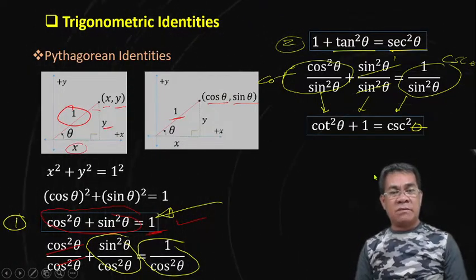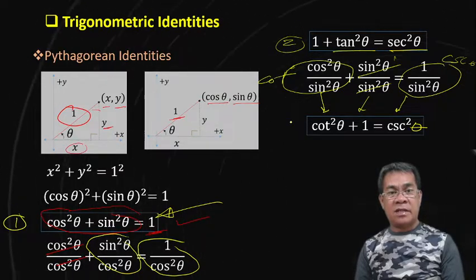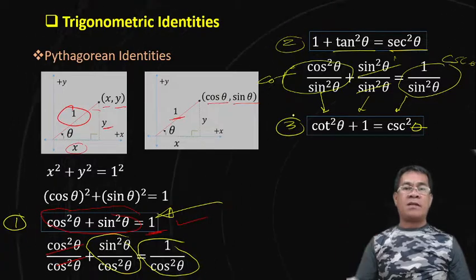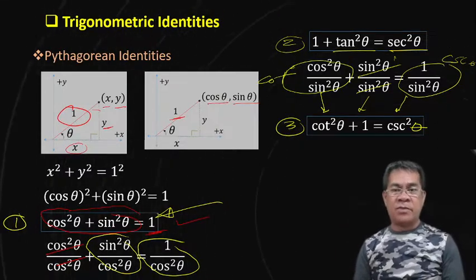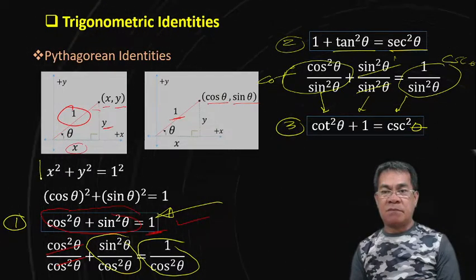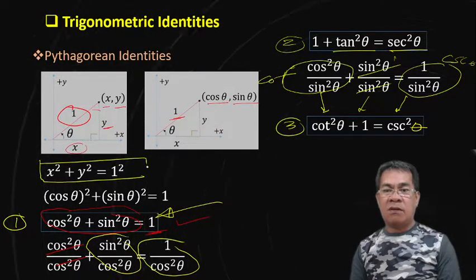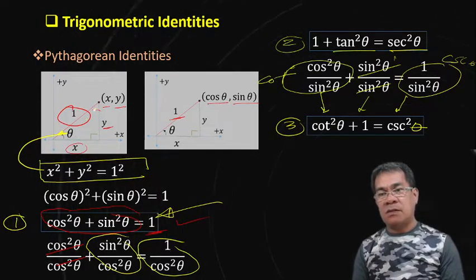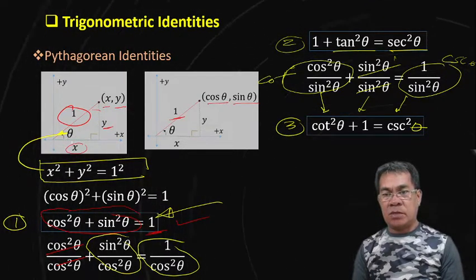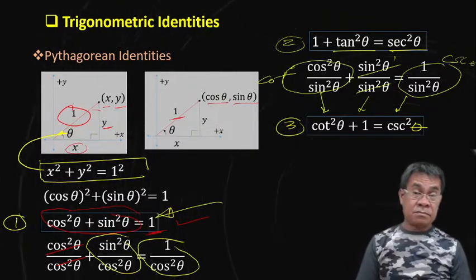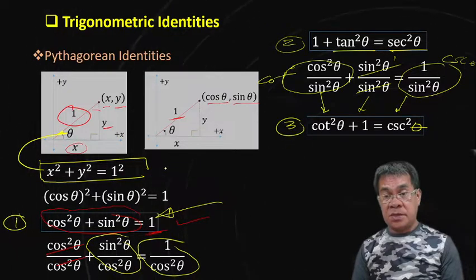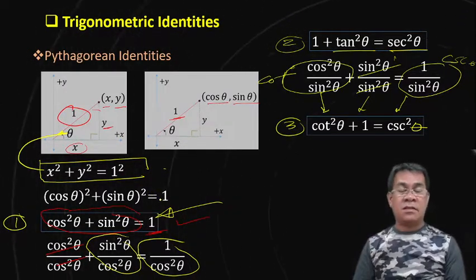So, therefore, this will be our number 3 Pythagorean identity. Take note, Pythagorean identity. And it's coming from what? From the Pythagorean theorem. Of what? Of the unit circle. Okay? The unit circle which produces the right triangle. So from the right triangle of the unit circle, we come up with this.